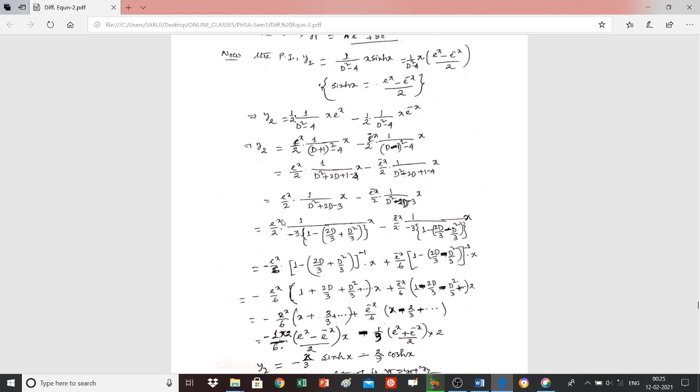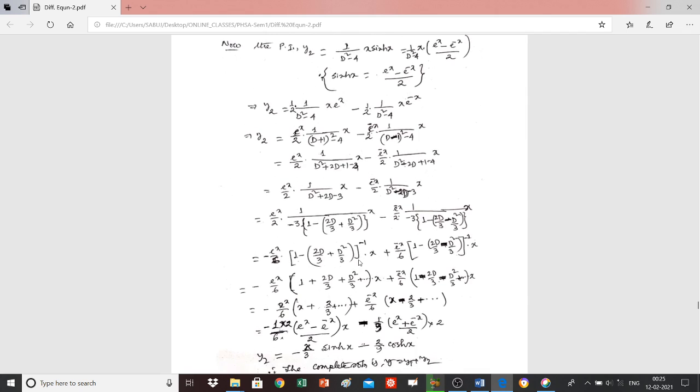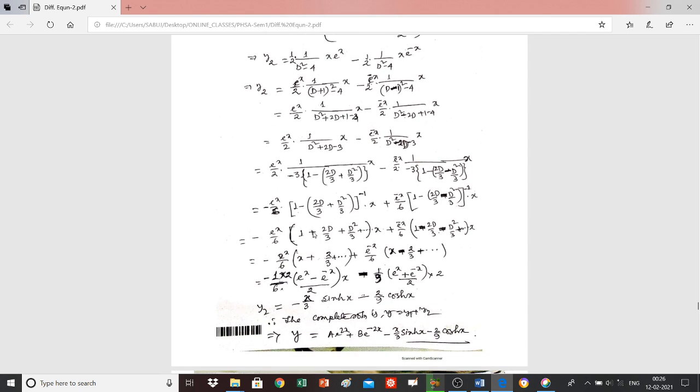So from here, e to the x and this minus 6, 1 minus 2D by 3 plus D square by 3 to the power minus 1 into x, then plus e to the power minus x by 6, 1 minus 2D by 3 minus D square by 3 to the power minus 1 x. Just expand these terms and these terms. Expanding this term and expanding these terms, we get this.